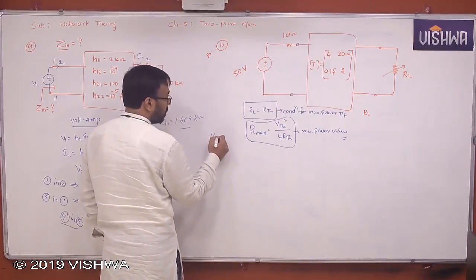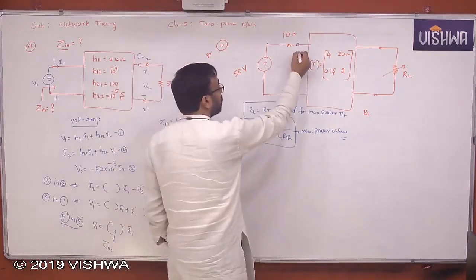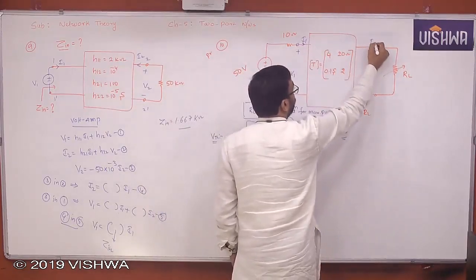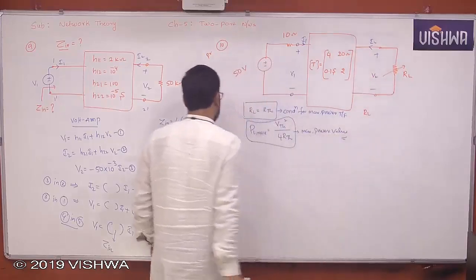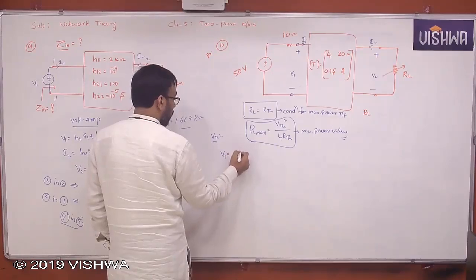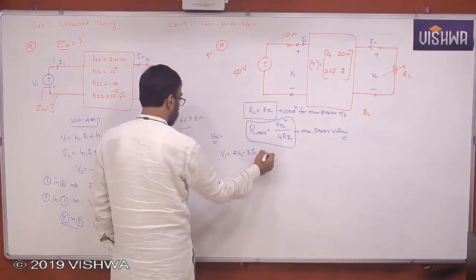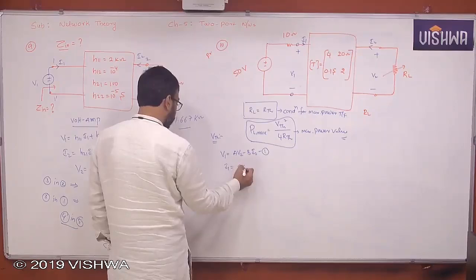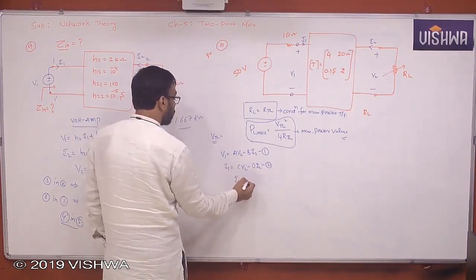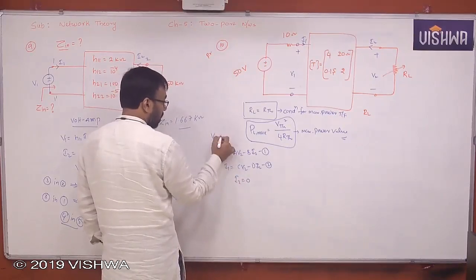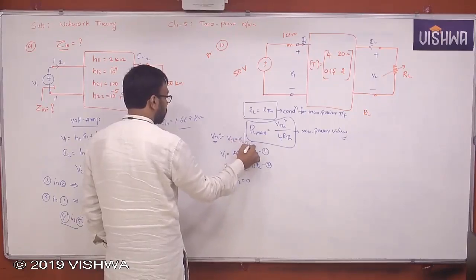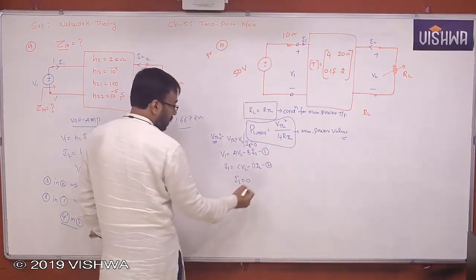Well, so what is VTH now? To find VTH, the procedure is very simple. This is plus minus V1, I1, I2, and plus minus V2. So I just write the equations. V1 is equal to A V2 minus B I2, equation 1. I1 is equal to C V2 minus D I2, equation 2. I want that I2 = 0 condition, because VTH is equal to V2 under I2 = 0. Yes or no? Therefore, this is the third one.